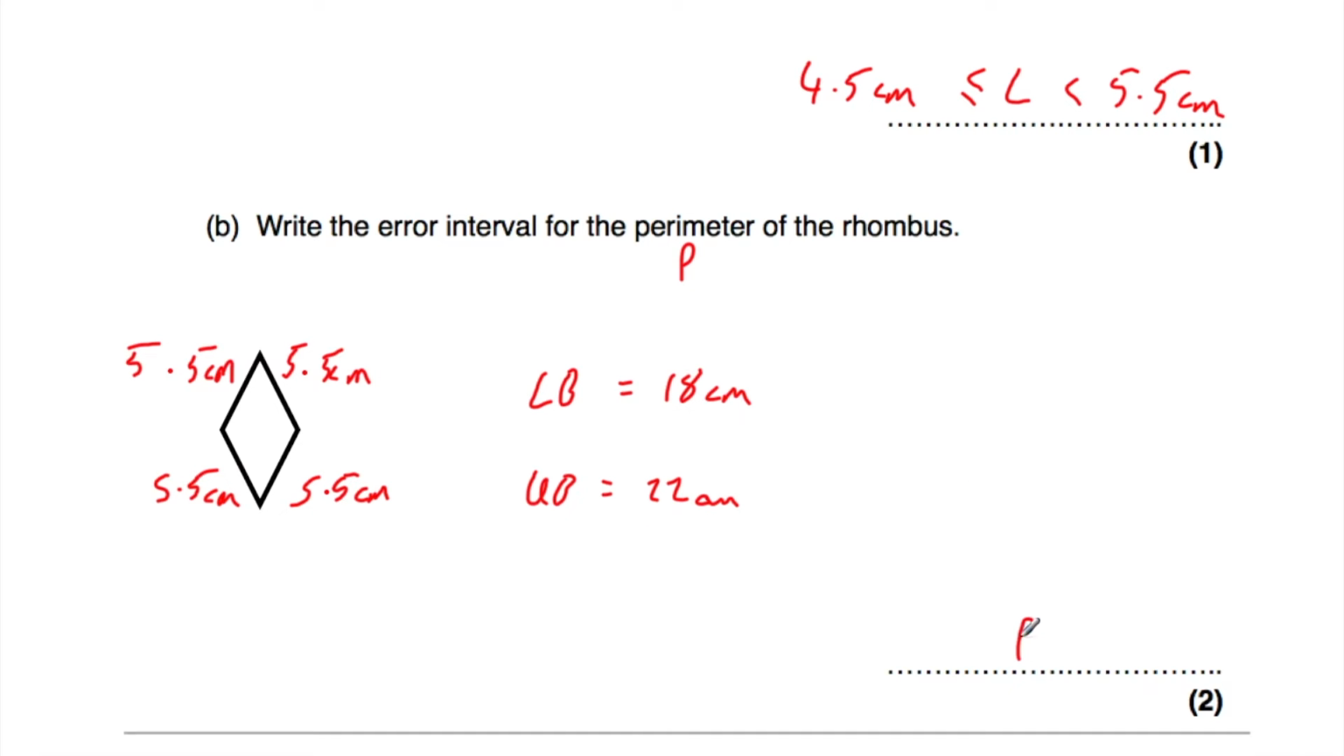So let's write that down. The perimeter of the rhombus would be anything that is bigger than or equal to 18 centimeters, but less than 22 centimeters. And that's it.